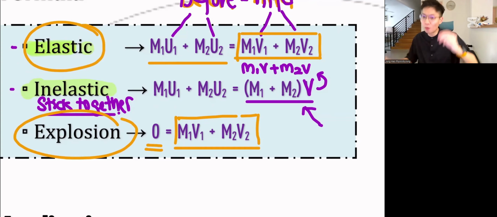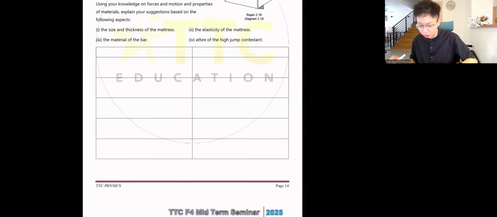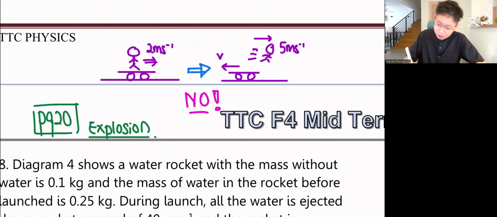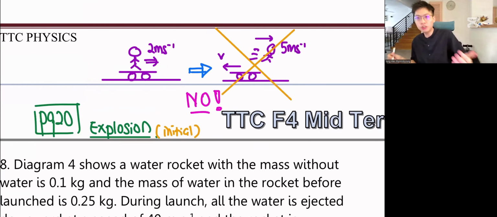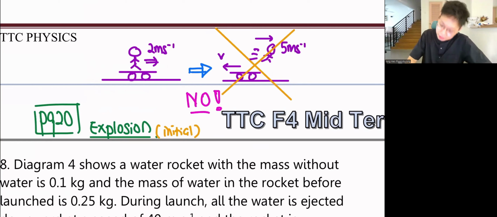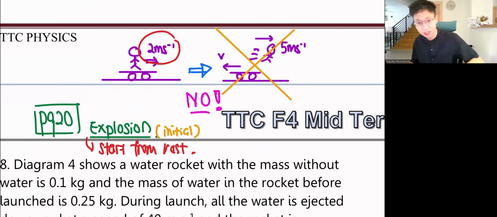One is zero, one is not zero. So the rule for explosion is what? When we look at explosion, we don't look at the ending part. Explosion must check the initial, not check the final. So I know some of you say that it's an explosion because one object goes in front, one object goes behind. Like that, you got tricked already. It is not an explosion because there is meter per second. The rule for explosion is it has to start from rest.